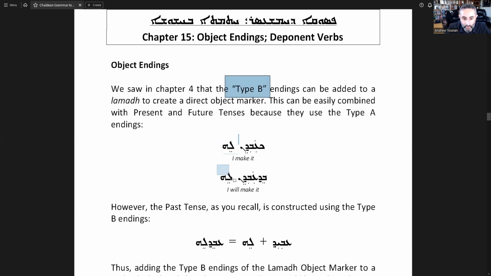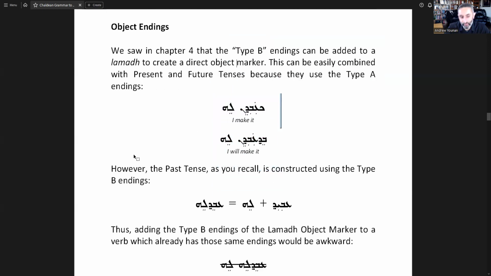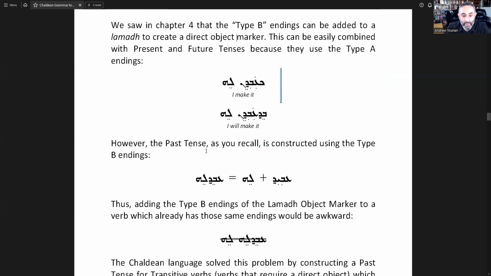Bid odin le. Bid qatil li. He will kill me. Bid zawin le. He will buy them. So the lemma can be combined with those type B endings to indicate the direct object of whatever the verb is. However, the past tense is constructed with type B endings.